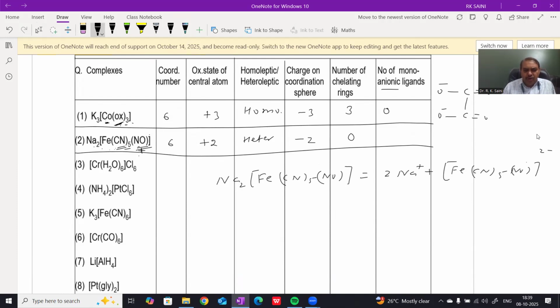When bidentate or polydentate ligands attach with the central atom, they make a chelating ligand. Number of mono-anionic ligands is 5. What will you write as the number of mono-anionic ligands? 5. Which ones? Cyanide ions are mono-anionic ligands. Question number next.